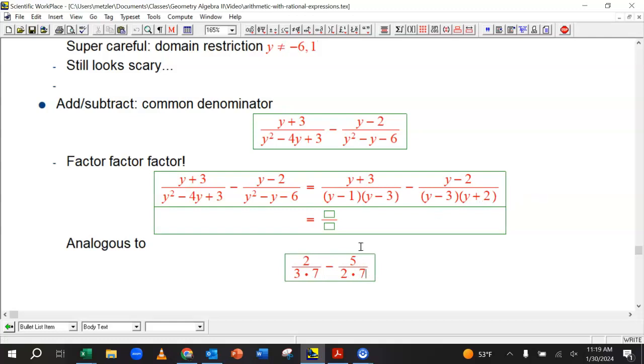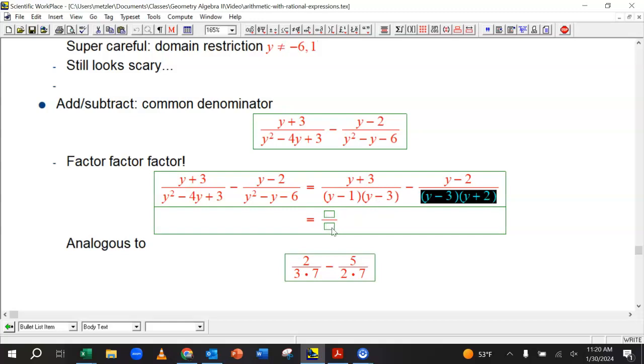Blindly, and not a great way to do this, would be to think the common denominator is just this times this. That's overly complicated. It would work, but it's going to give you an overly complicated answer because you're going to get 2 7s when you don't need both 7s. So the key is we want the least common multiple of these two expressions. They share a y minus 3, so I don't just blindly multiply this whole thing by this whole thing. That gives me an extra factor of y minus 3 that I don't need.